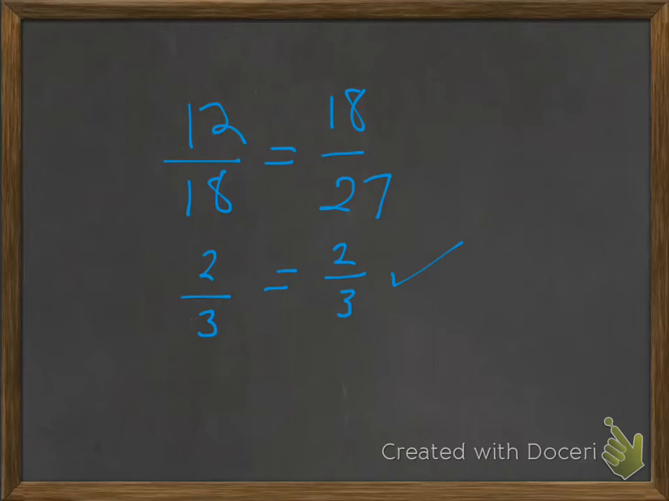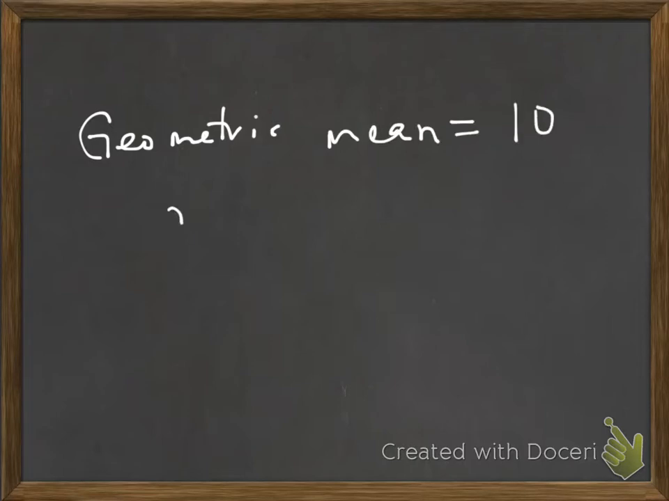Okay, and you're going to have some other variations of the equation, questions that might say, you have a geometric mean equal to 10, and a is equal to 5. And then it wants you to find b. Well, how do you do that?